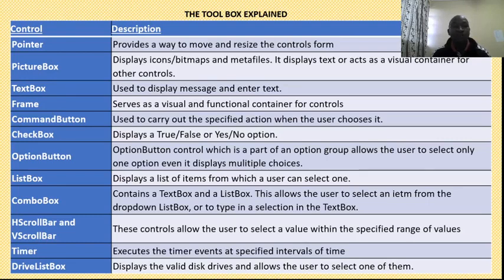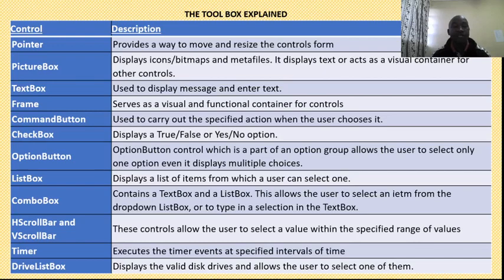Then we have the picture box. It displays icons, bitmaps, and meta files. It displays text or acts as a visual container for other controls. Then we have the text box. This is where you type your message. Then we have the frame. It serves as a visual and functional container for controls.